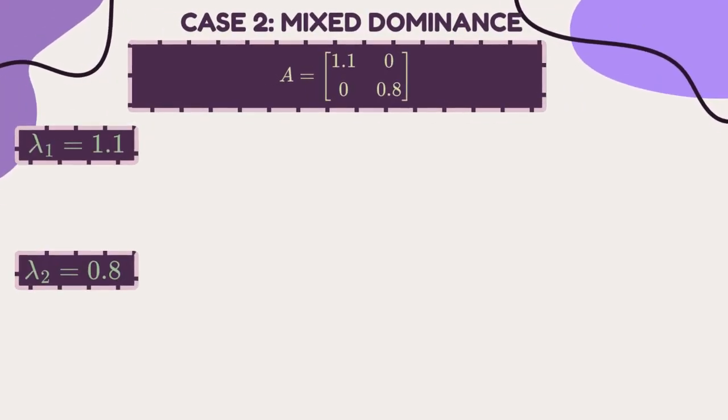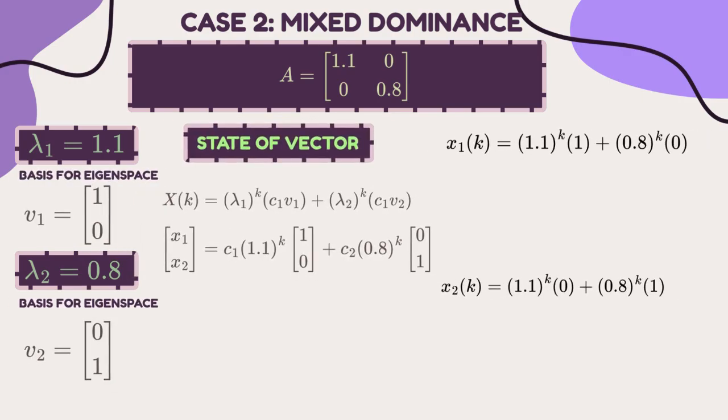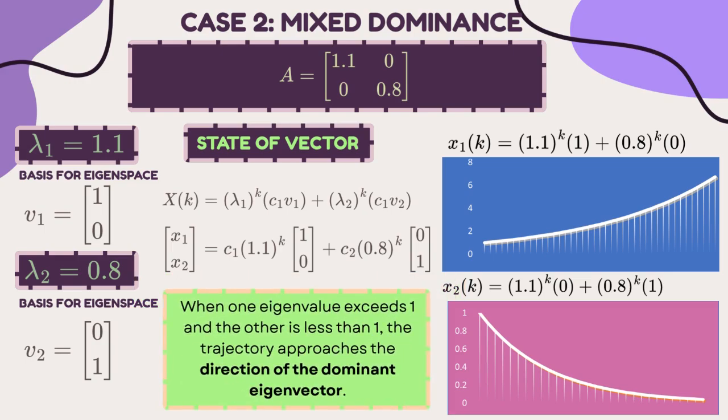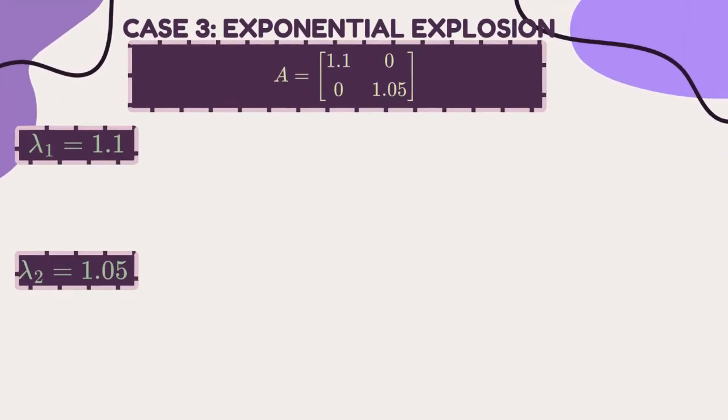Next up, what if we have a mixed condition? For example, lambda 1 is 1.1, but lambda 2 is 0.8. So here, one eigenvalue is greater than 1 and the other is a fraction. In this scenario, x1 dominates and grows very large, while x2 slowly fades away to 0. The part of the system tied to the 1.1 eigenvalue compounds and explodes upwards, while the part tied to the 0.8 eigenvalue just decays. It's basically a mathematical tug-of-war, where one variable completely runs away with the system and the other just diminishes entirely.